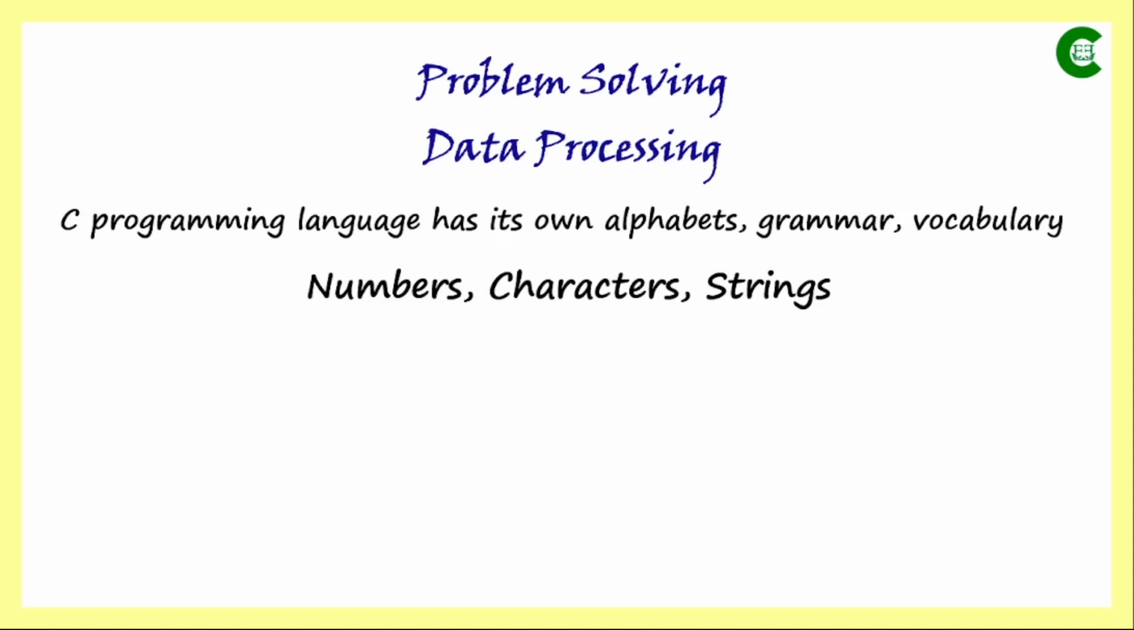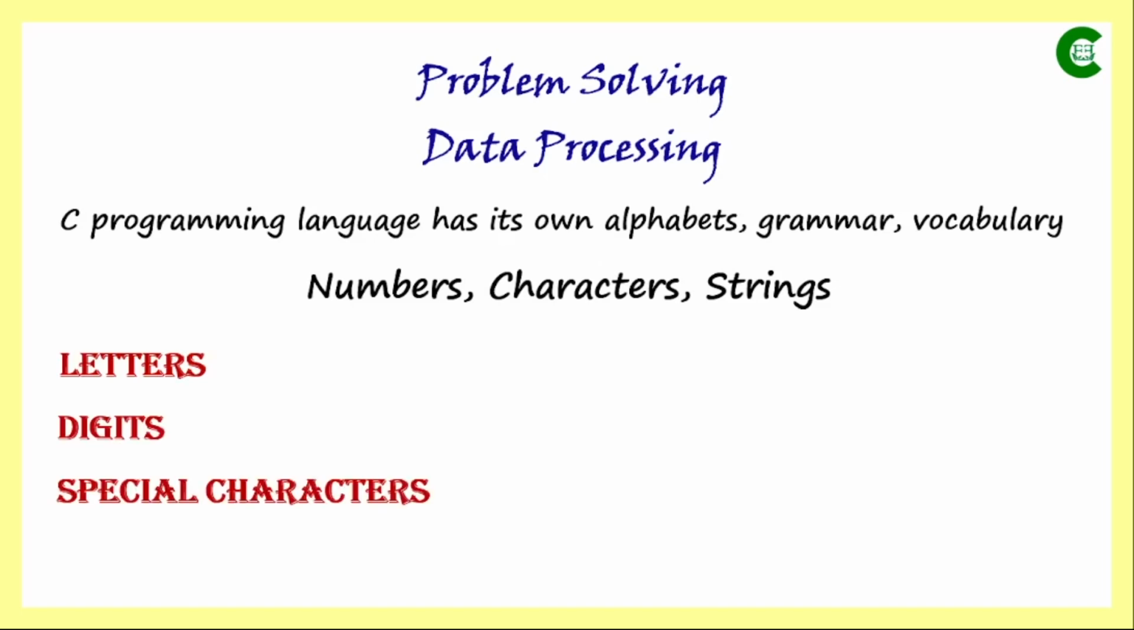And the character set of C language is divided into four parts: letters, digits, special characters and white spaces. So in today's class, we will get familiar with the letters, digits, special characters and white spaces that C supports, or which will be allowed as part of input or output data for our C programs. So first we will start with letters.